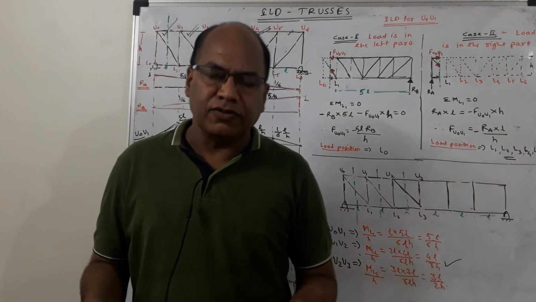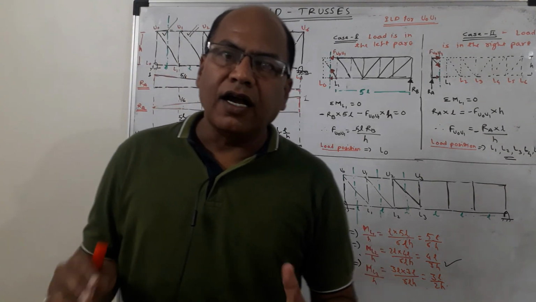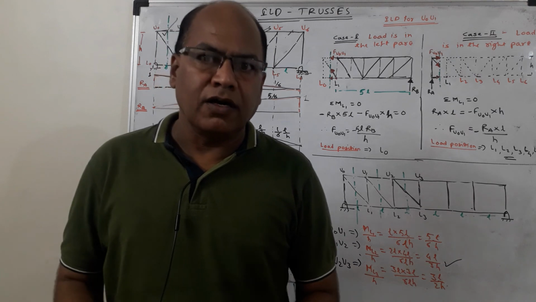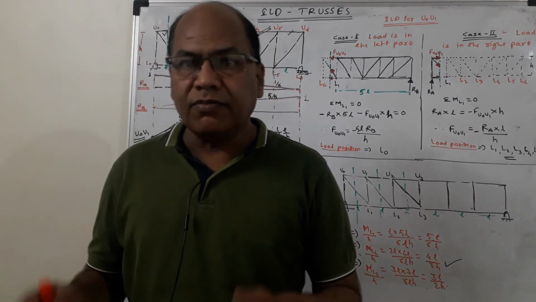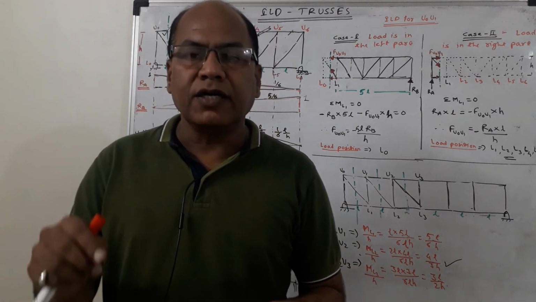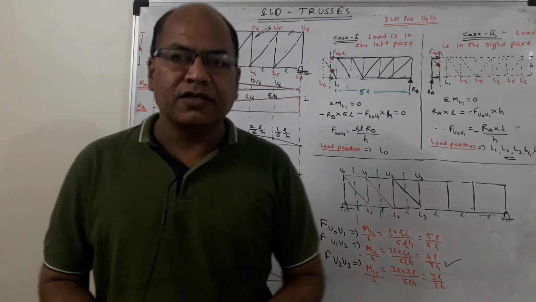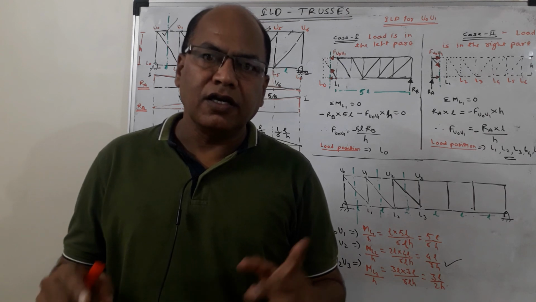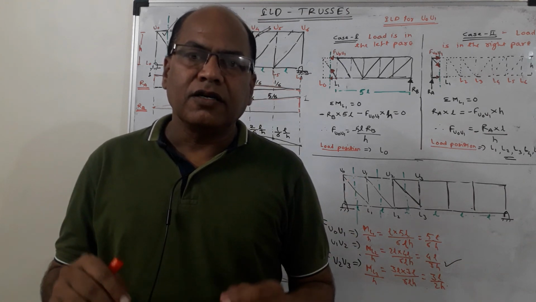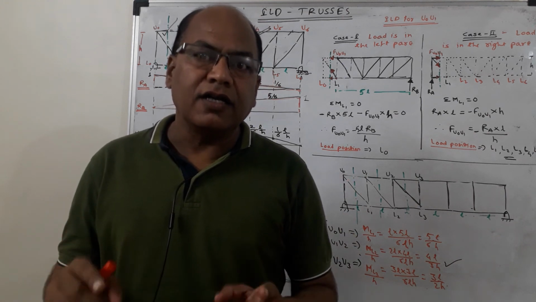In the next videos, I am going to discuss the ILD for bottom chord horizontal members, the vertical members and inclined members. But before watching all these ILDs for truss members, you should watch the previous video, that is, method of sections in analysis of trusses.